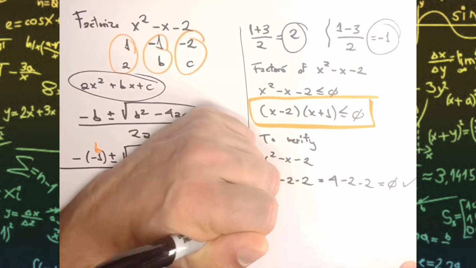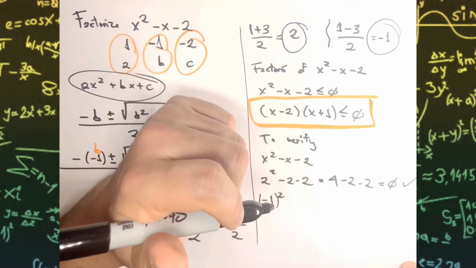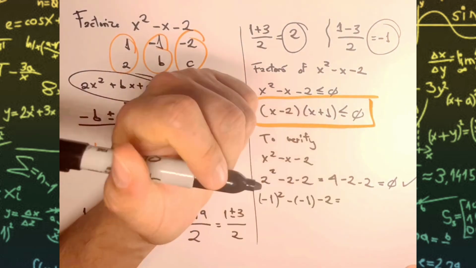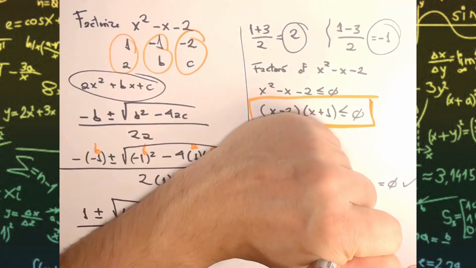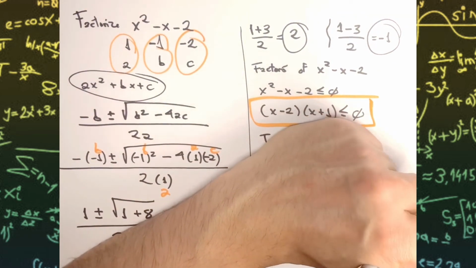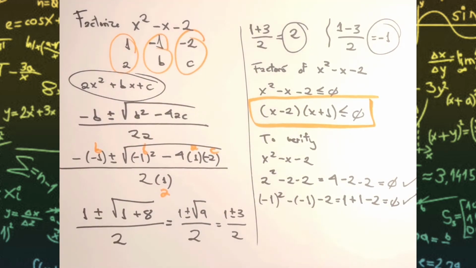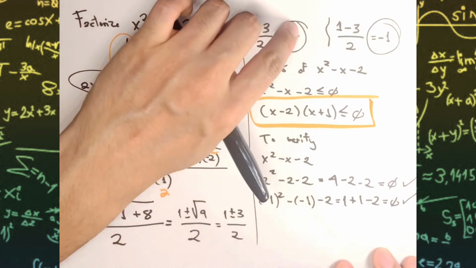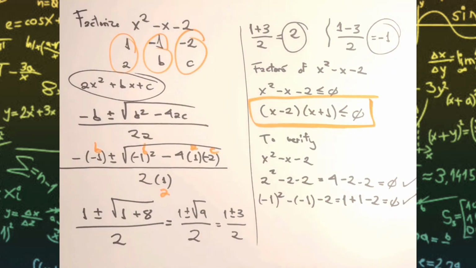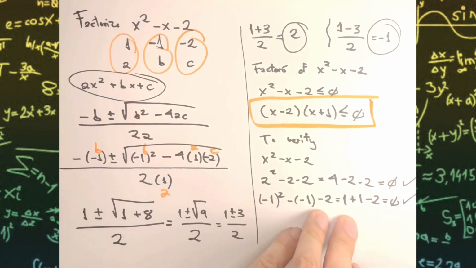And the other one is minus 1. Minus 1 squared, minus minus 1, and then minus 2. So minus 1 squared is 1. Minus times minus 1 is plus 1. And 1 plus 1 is 2. 2 minus 2 is 0. So again, we didn't make a mistake. They're good. They're both factors: 2 plugged into here and minus 1, I'm sorry, plugged into here. Now that we did that, we move forward.